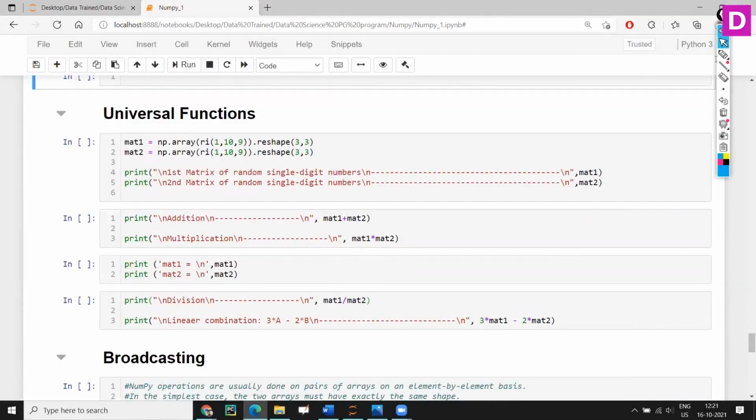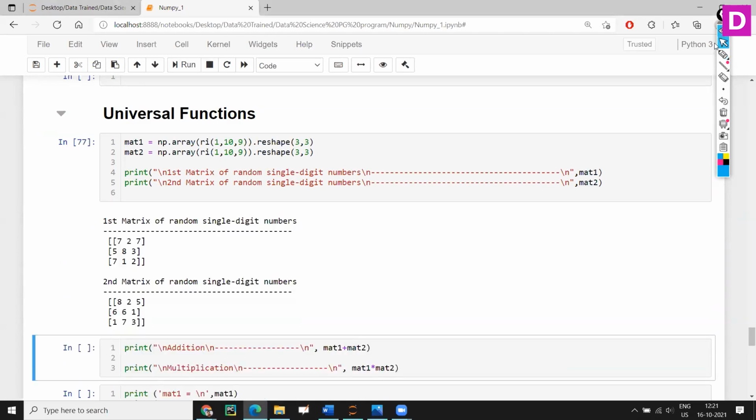Now let's talk about universal functions. It's a fancy name, you can say universal functions, but the operation is very, very simple. It's just like a kid game, you can say. Let's try to create a matrix here.